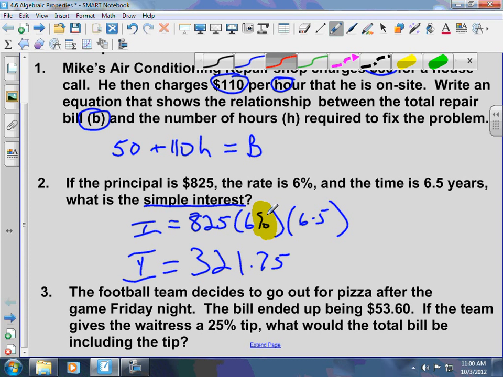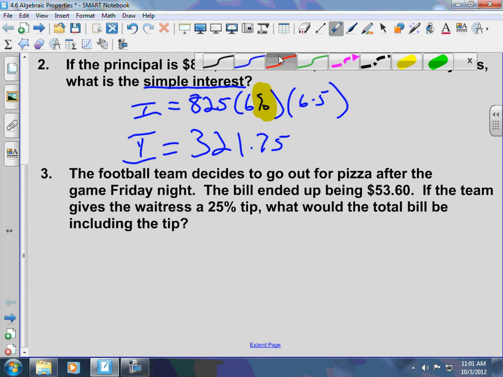Is that answer reasonable? Does it make sense that I would put $800 into a bank, leave it in savings for 6.5 years, and then they would pay me $32,000? Does that make sense? No. So when you get an answer, you have to ask yourself, is that answer reasonable? Okay.